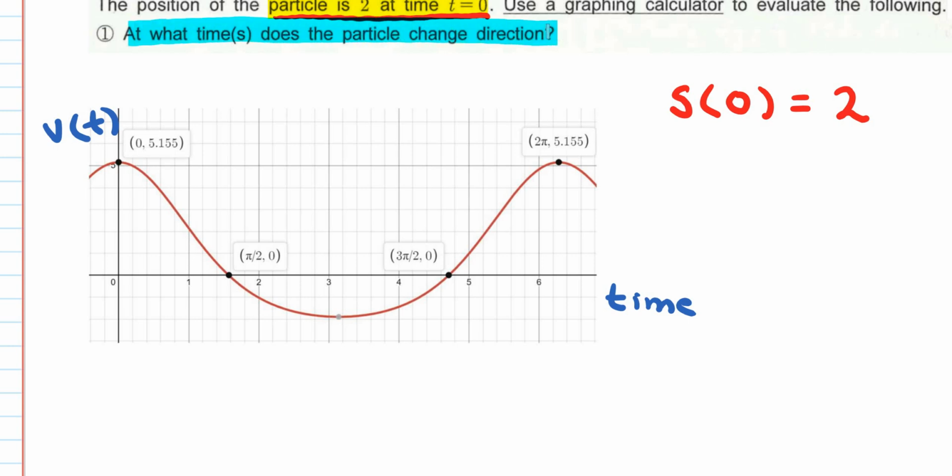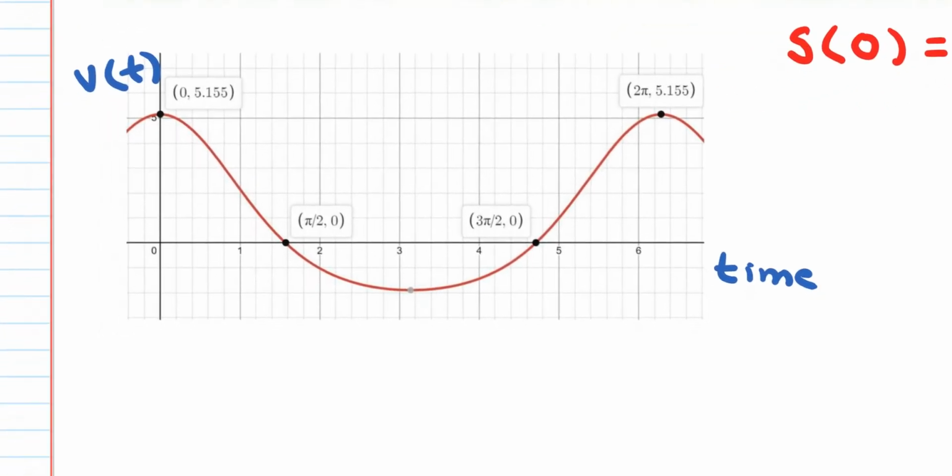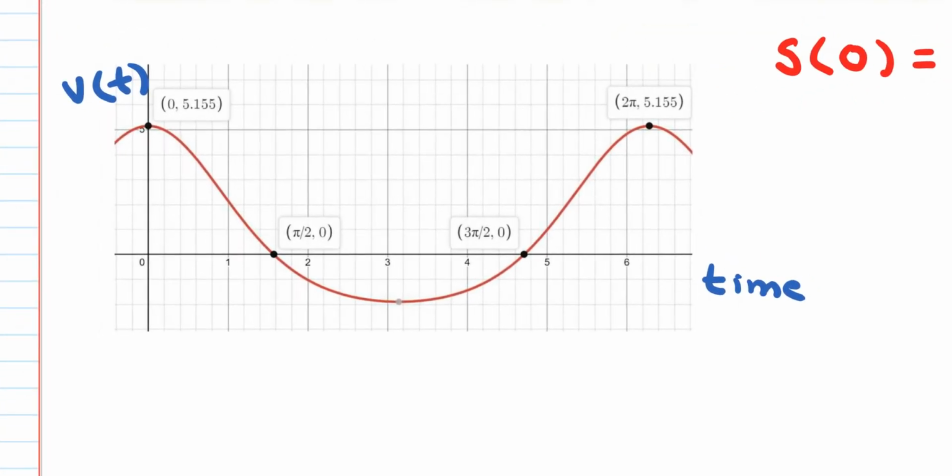Since we're given the velocity function here, we can go ahead and graph that, and I've done that already. So here's my velocity function, and what I'm going to do now is find the x-intercepts. So here's an x-intercept right here. The time value here is pi over 2. And what that really means is that when you have an x-intercept, your velocity function has a value of 0. So what that means is the particle is not moving.